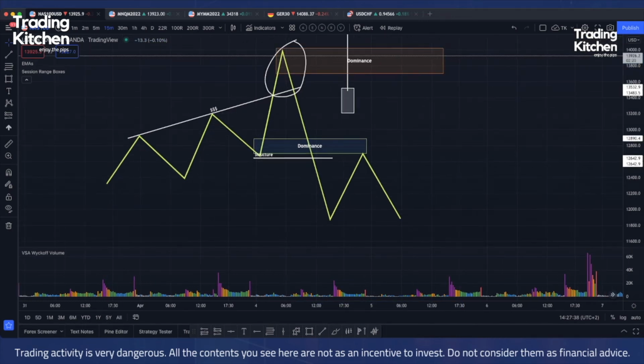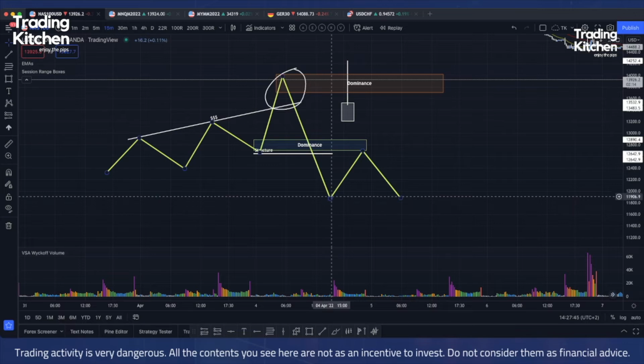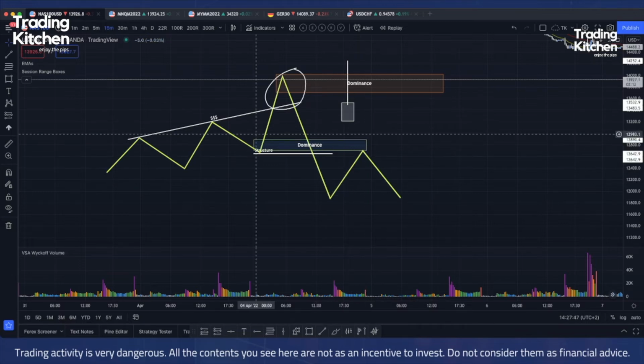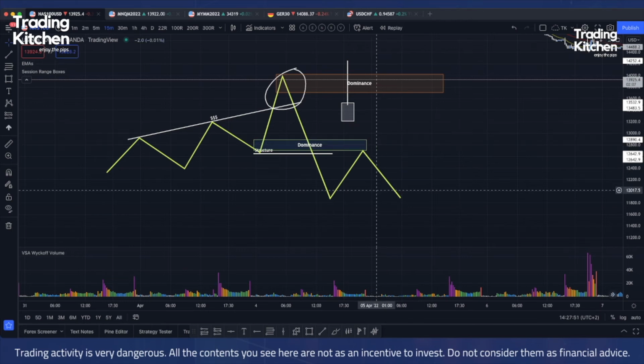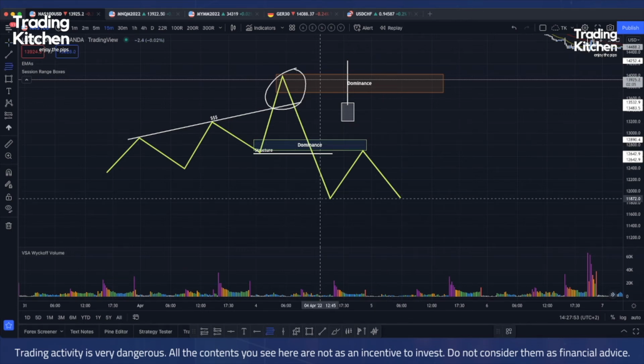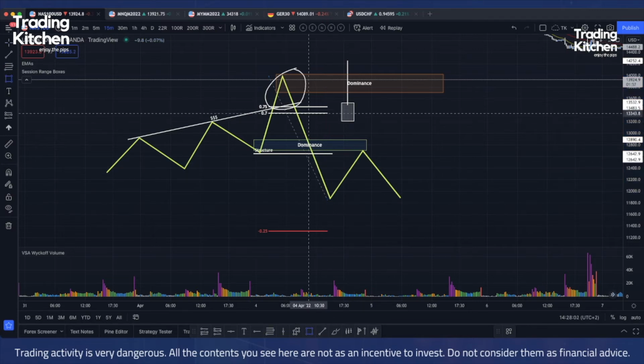Price breaks this structure and is going to retest it where? Here, or basically inside the premium zone of this range, and the premium zone is this one.